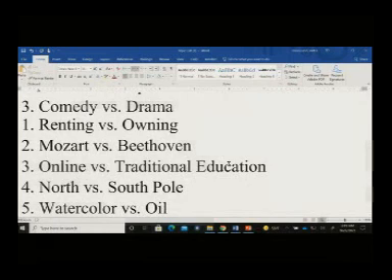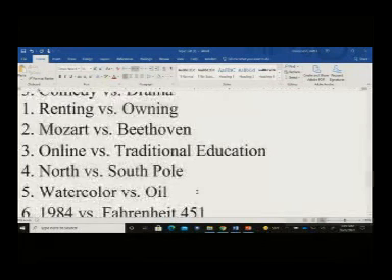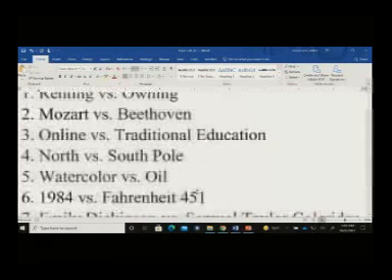Let's talk March of 2020. We all went to online education, didn't we? We didn't have a choice. So, traditional education. It's been shown that with traditional education, you'll learn more, I'll just tell you. The North versus the South Pole, well, they have snow and ice. Creatures are a little different.